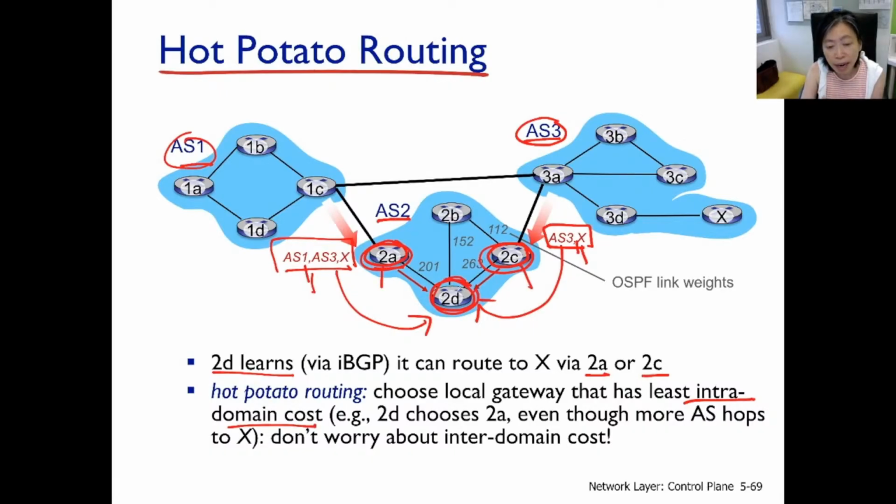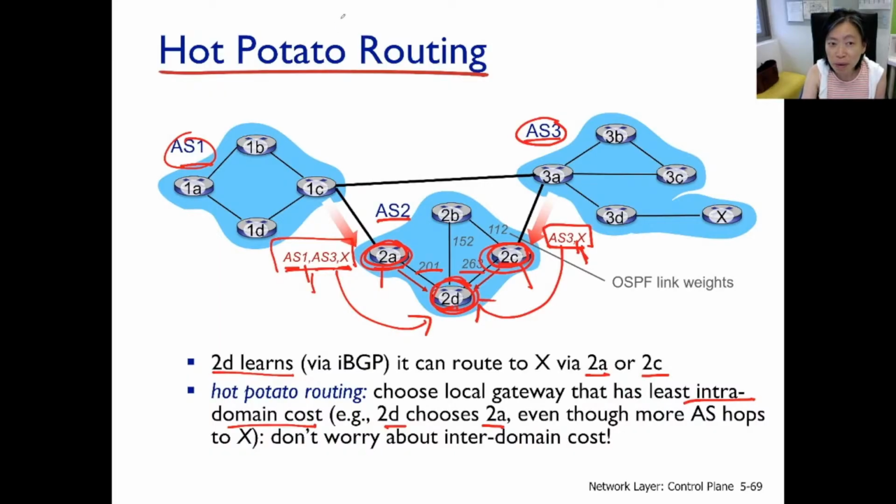So if you see the scenario, 2A's distance to 2D is only the link cost between 2A and 2D, which is 201. Distance between 2D and 2C, however, is 263. So 2D here is going to choose 2A to forward the packets to. So it's going to choose AS1, AS3, and X, this other AS path, which is actually longer than this other one, to pass the data.